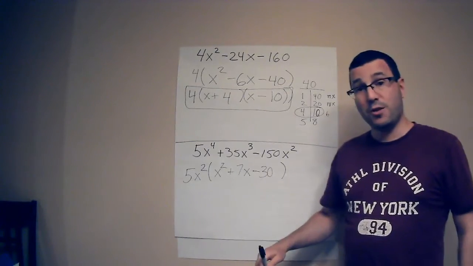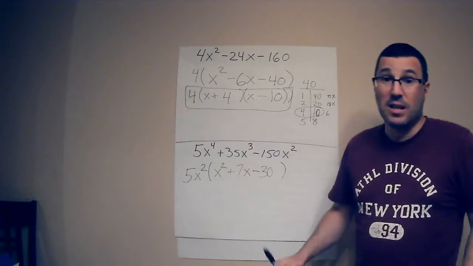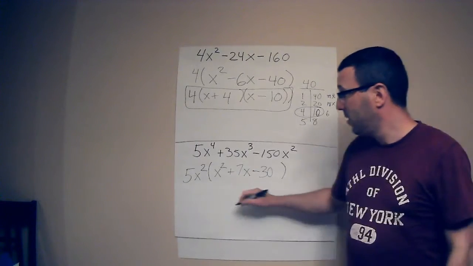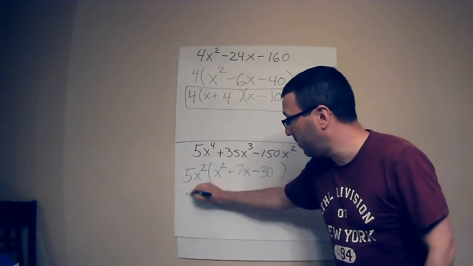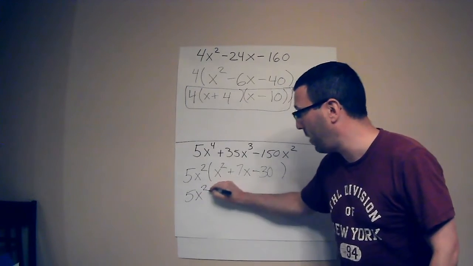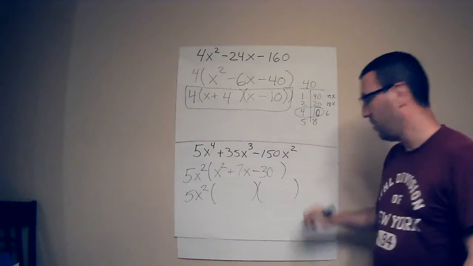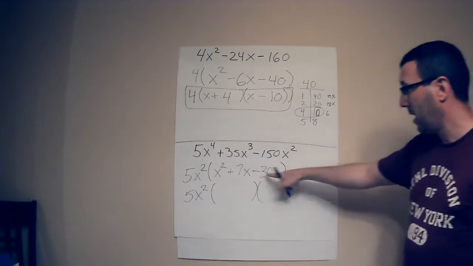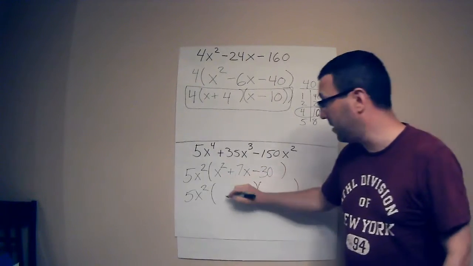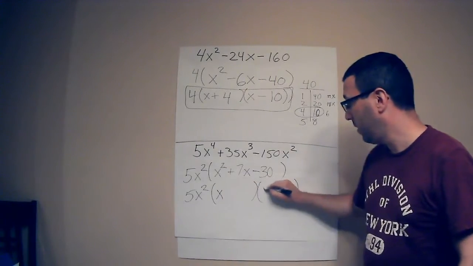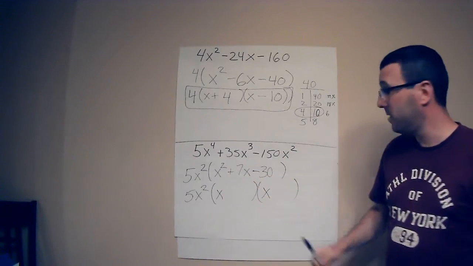Is the leading coefficient 1? Yes, it is. So that just makes things a little easier. So, I'm going to rewrite this. 5x squared, 2 parentheses. Alright, the x is going to go in the front of both parentheses.